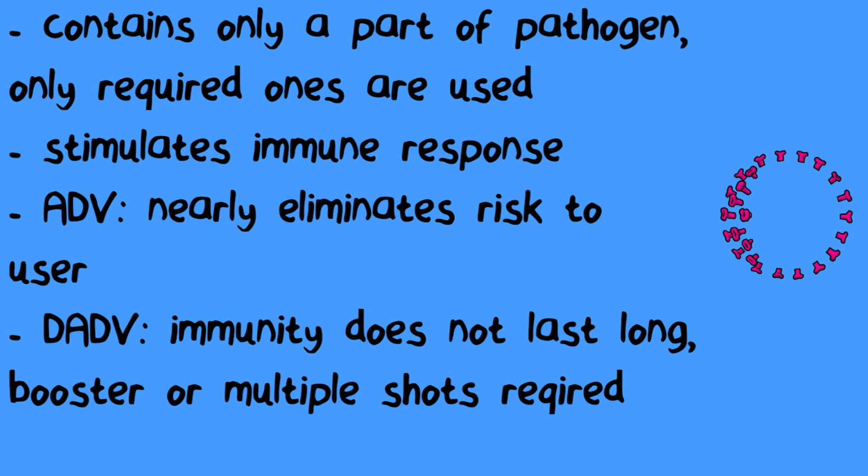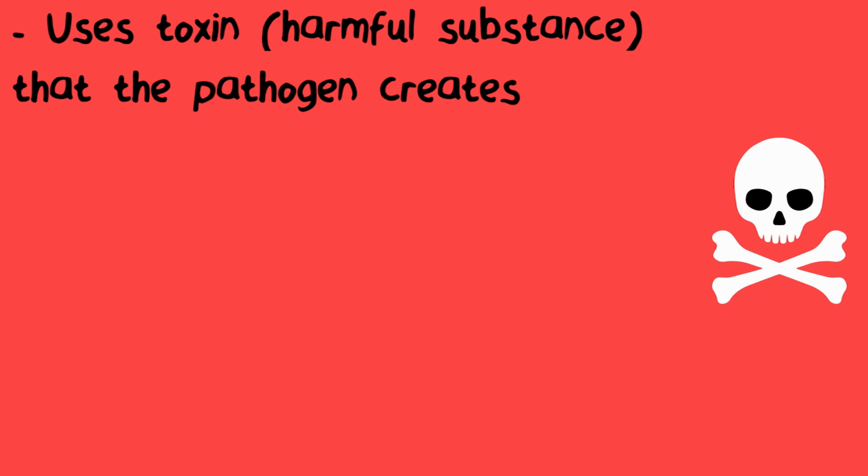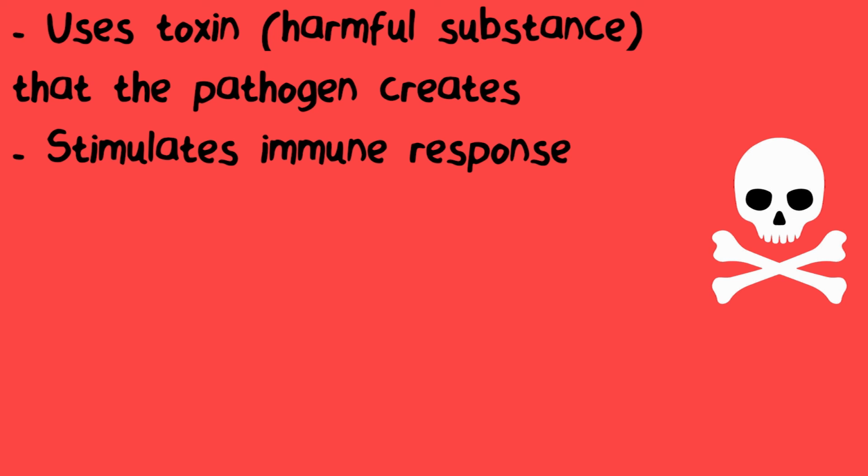Another type of vaccine, and the last vaccine we'll be talking about, are toxoid vaccines. It is quite different from the rest, as it doesn't use the pathogen itself, but rather a toxin or a harmful substance that the pathogen creates. Toxoid vaccines also stimulate the immune response where a cell presents an antigen on its surface to activate a helper T cell.